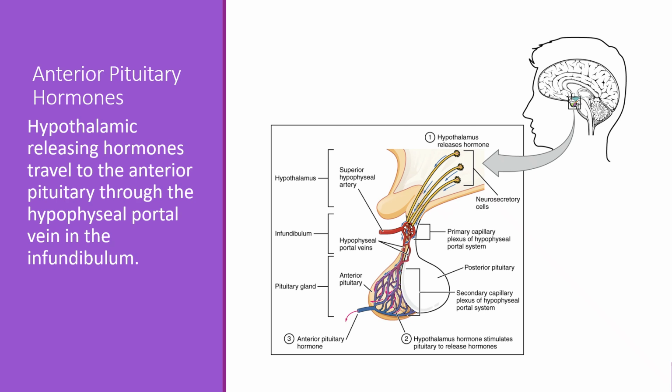When we have a portal system, we have artery, arteriole, capillary, small little chunk of vessel, another capillary bed, venule, vein. So there's 2 capillary beds in the middle here. And that's what they're showing you in this picture right here. So that's how the hypothalamic releasing hormones get to the anterior pituitary.